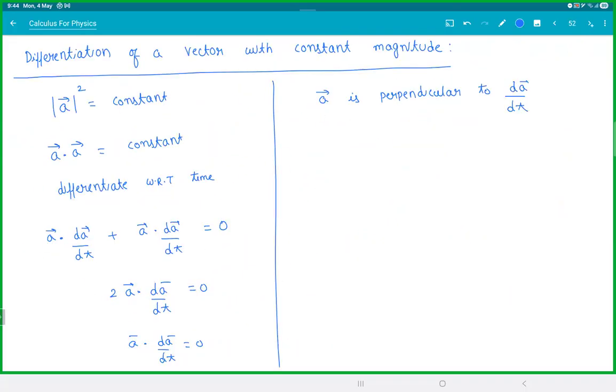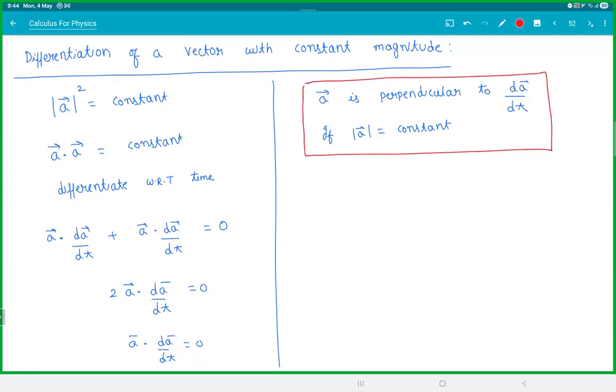But how do we interpret this geometrically? So we can write like this: a bar is perpendicular to dA bar by dt, if mod a bar is constant. This would be good theoretical questions. Okay, now let's try to interpret this geometrically.